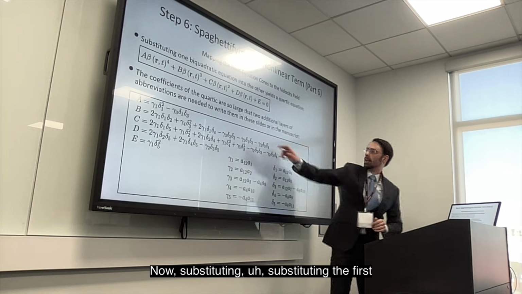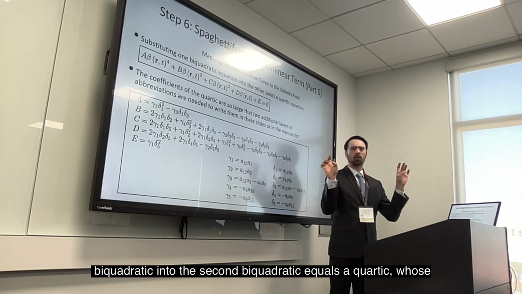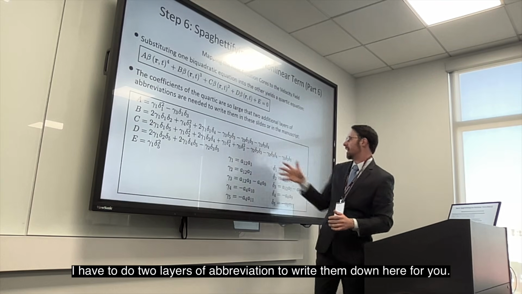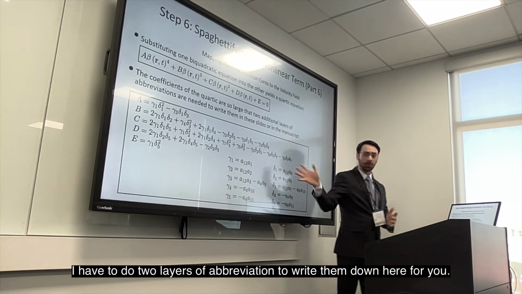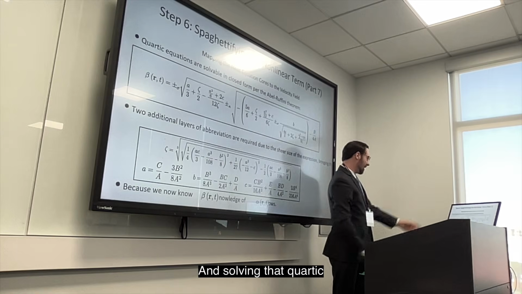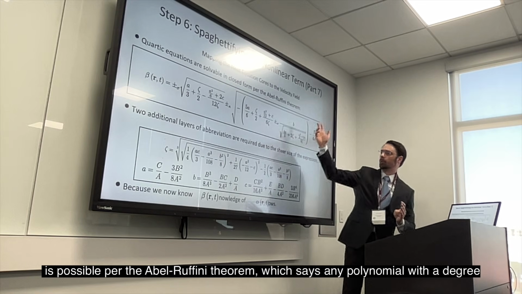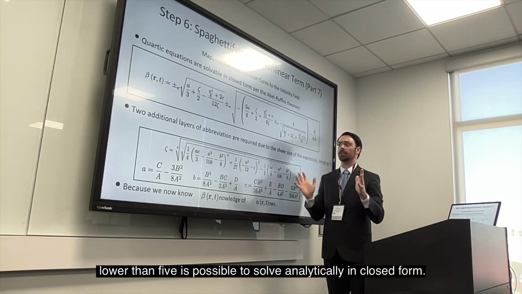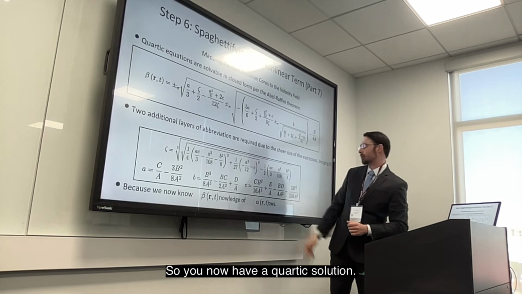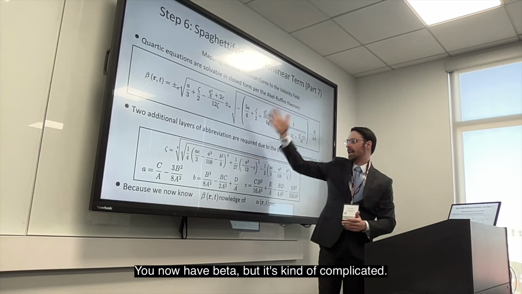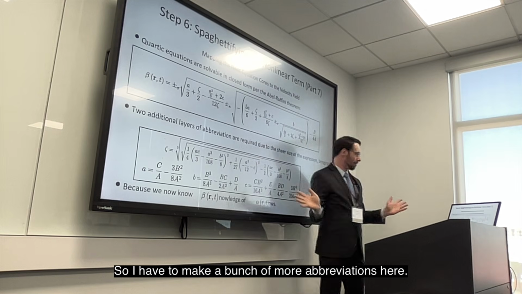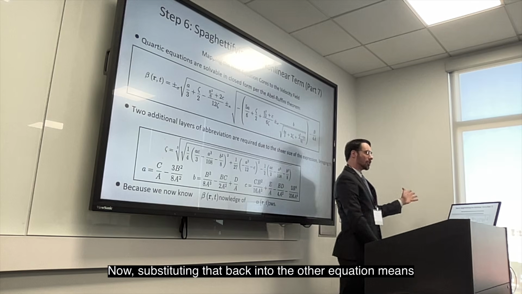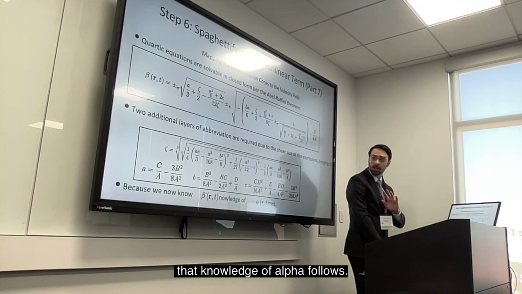Now substituting the first biquadratic into the second biquadratic equals a quartic whose coefficients are so ridiculously huge, I have to do 2 layers of abbreviation to write them down here for you. And solving that quartic is possible per the Abel-Ruffini theorem. It says that any polynomial with a degree lower than 5 is possible to solve analytically in closed form. So you now have a quartic solution. You now have beta, but it's kind of complicated, so I have to make a bunch more abbreviations here. Now, substituting that back into the other equation means that knowledge of alpha follows.